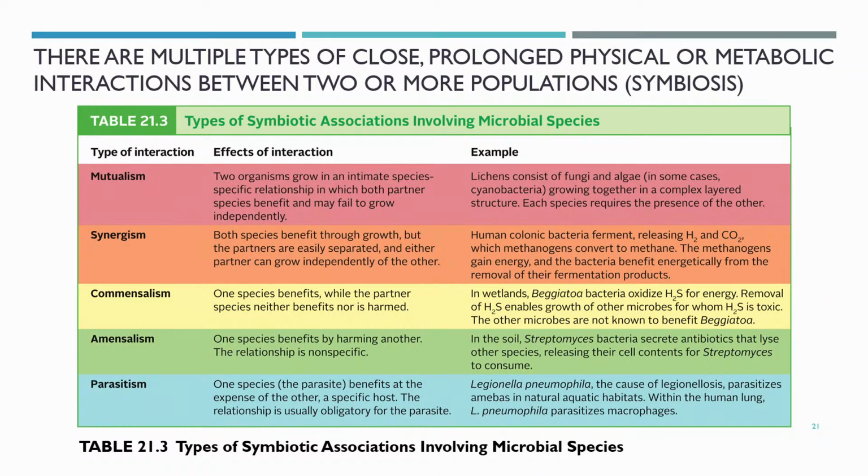We can characterize the type of relationship that populations have with each other in a few different ways. There are mutualistic, synergistic, commensalism, amensalism, and parasitism interactions. Neutralism is also another one that is not on here. This is a summary table of these interactions, but I will go through them one by one for the rest of this lecture.